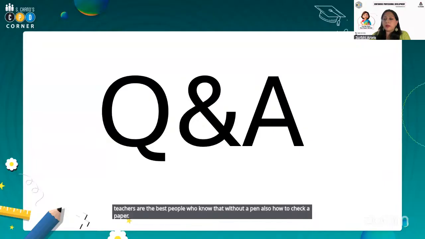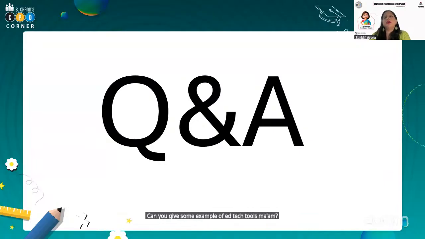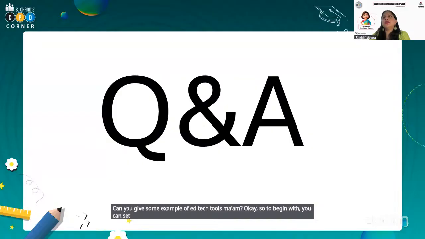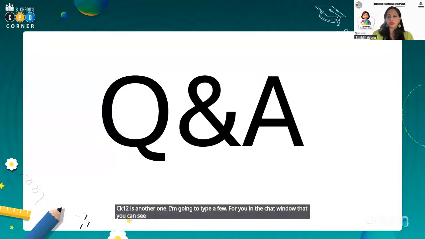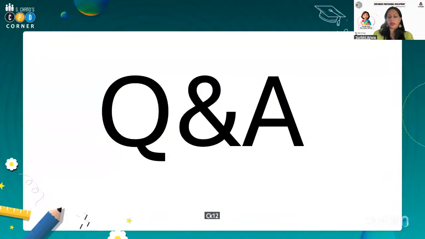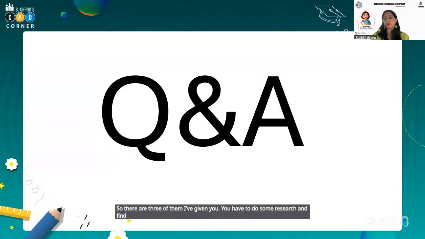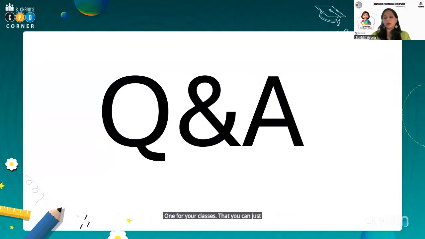Can you give some examples of edtech tools, ma'am? Okay, so to begin with, you can use PhET, which has a lot of ideas. CK12 is another one. I'm going to type a few for you in the chat window. STEM.org.uk is another one. So there are three of them I've given you. You have to do some research and find the one which is most suitable for your classes that you can bring forward.